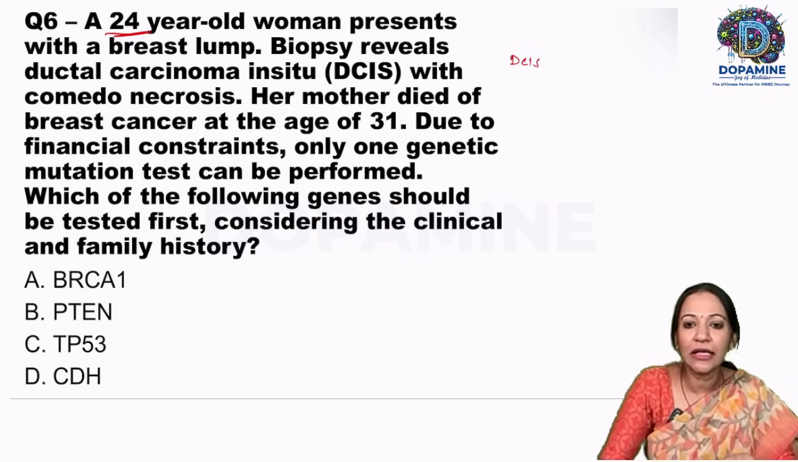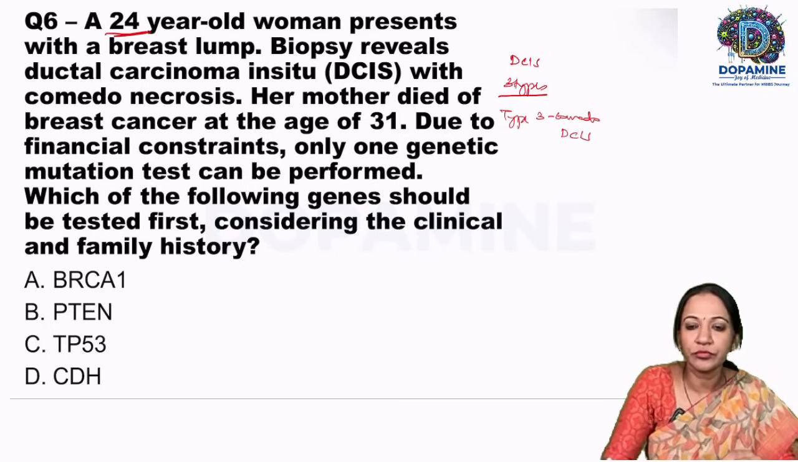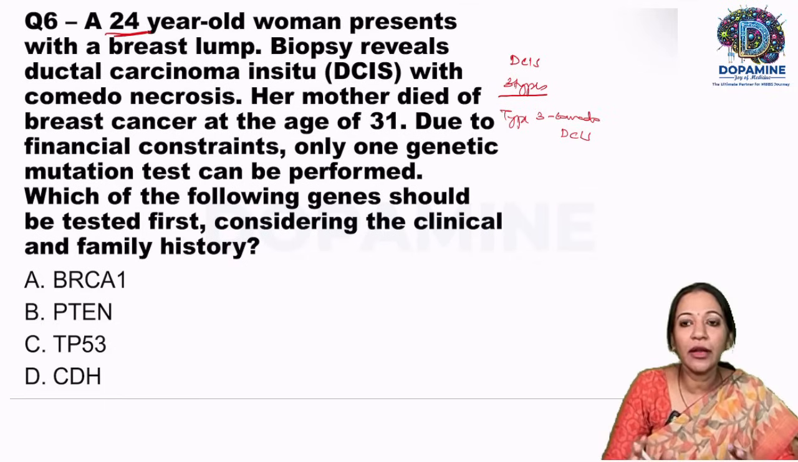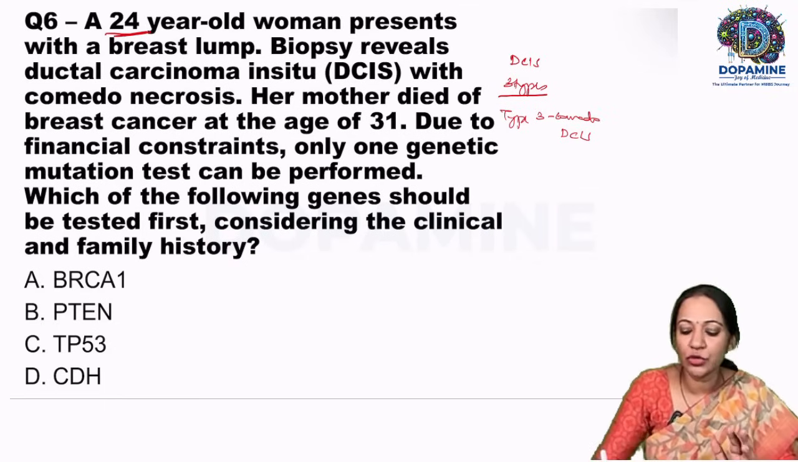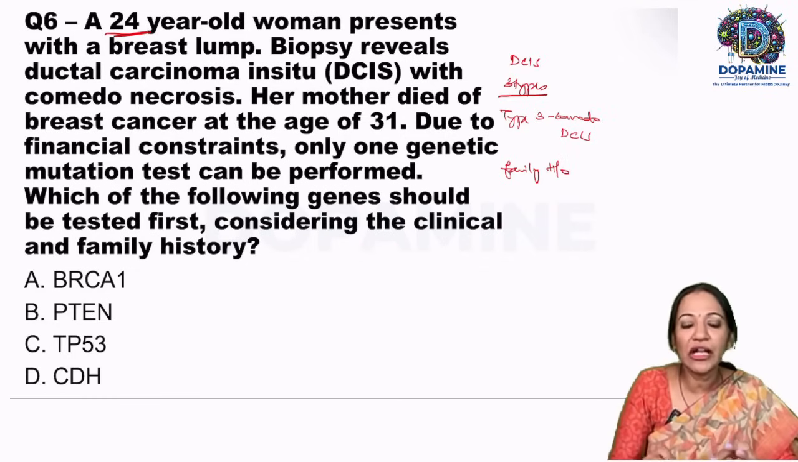See, in DCIS, there are 3 types. So this type 3 is comedocarcinoma, comedo-DCIS. Okay, and her mother died of breast cancer at the age of 31. So there is a family history. Due to financial constraints, only one genetic mutation test can be performed. So which of the following genes should be tested first, considering the clinical and the family history?